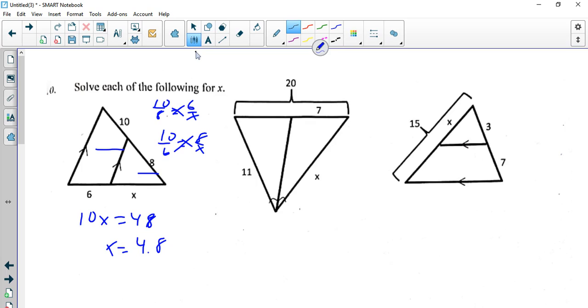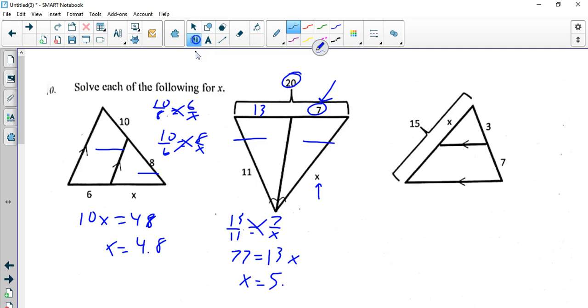Okay, this one is not as hard as it looks. We would have put the variable there and put a number here. So this is a little bit easier because since this is 20, this is 7. That makes this 13. And now, again, you can just set up your fractions. 13 over 11 equals 7 over x. Cross multiply. 77 equals 13x. And x is equal to 5.9, rounded.